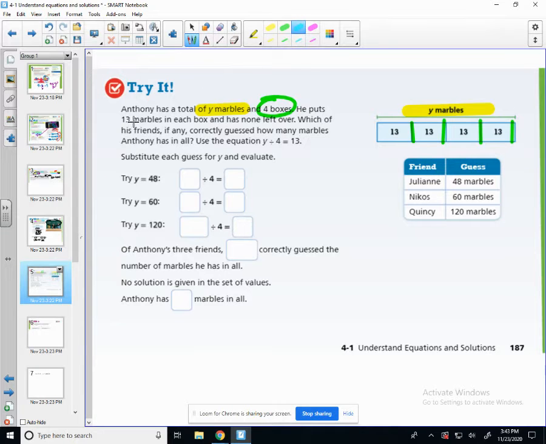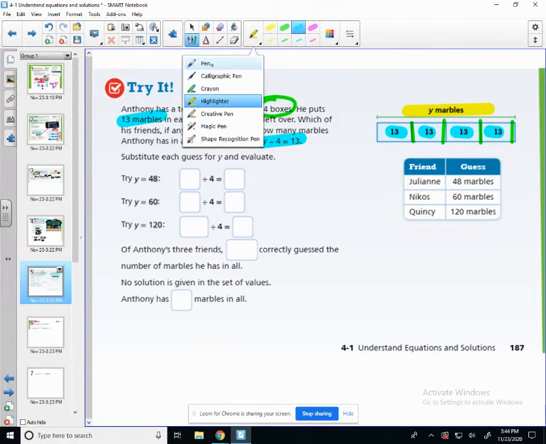I know that I'm going to put 13 marbles in each box. 13. So how many marbles do I have altogether? We have this equation here. Our total number divided into the 4 boxes equals 13 marbles. Here's our guesses. Let's see if anybody's right.